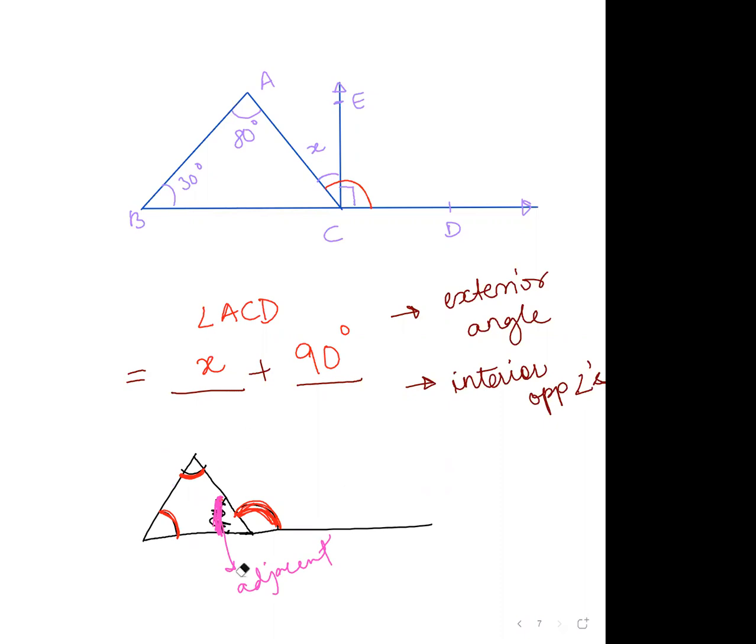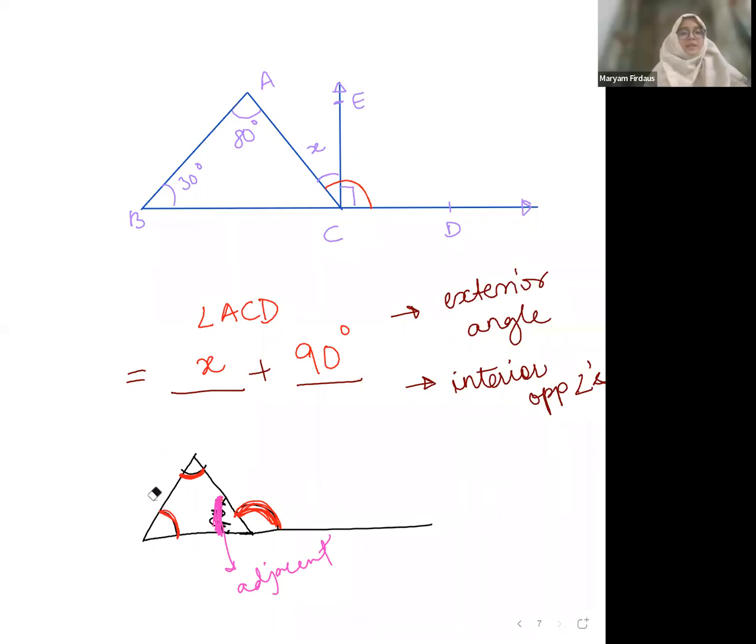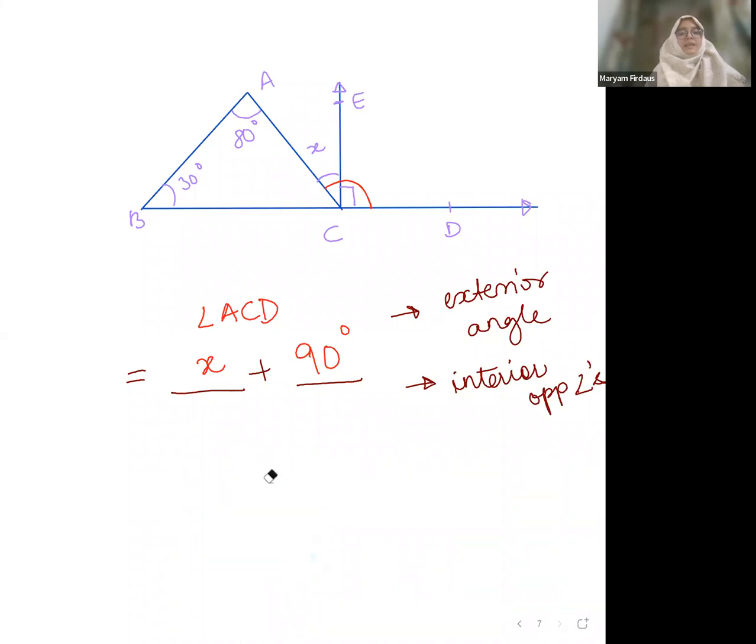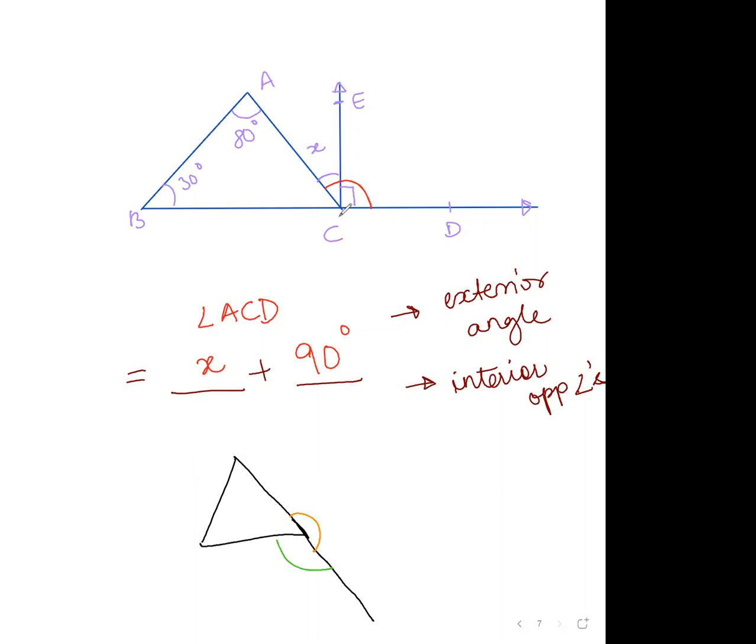Okay. So this is one case where you are extending this side. Let's say you are extending some other side of the triangle, okay? Let's say you have the triangle like this, and I am extending this side. Now, what is the exterior angle? I'm giving you some options, okay? This is an option, or this is an option. This is the orange angle, and this is the green angle. Which is the exterior angle? The green one. Yes, the green one is the exterior angle.